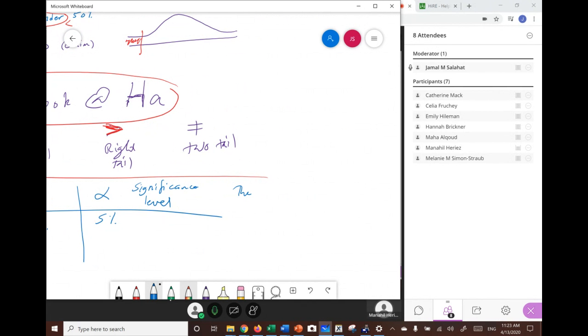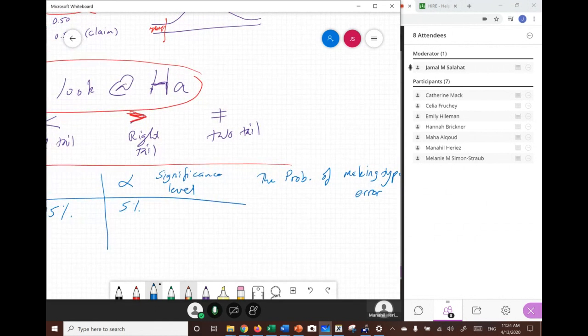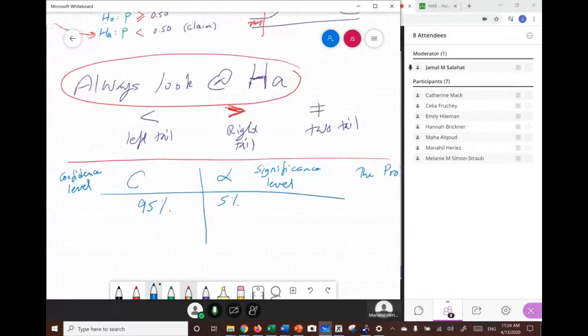the probability of making a type 1 error. So forget the words type 1 error, just focus on error for a minute, and later on we're going to discuss this more. Now remember, alpha is the probability of making an error, and we want the probability of making an error to be low. You want somebody to be right a lot and wrong not much. So that is the reason why you want alpha to be low.